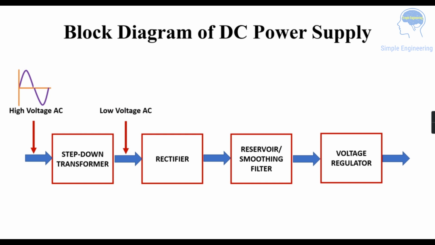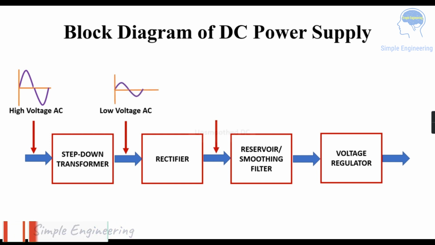We have two types of transformer. Either step down or step up we can use. Here we have to reduce the voltage from a high voltage AC to a low voltage AC. For that we are using a step down transformer. Next is the rectifier circuit, where the input to the rectifier is a low voltage AC. That AC is converted into a DC.